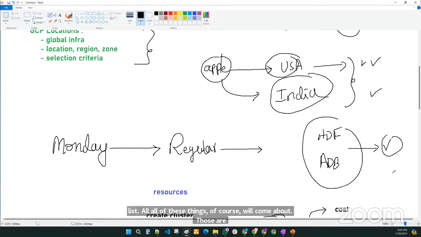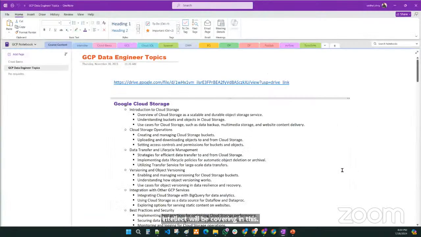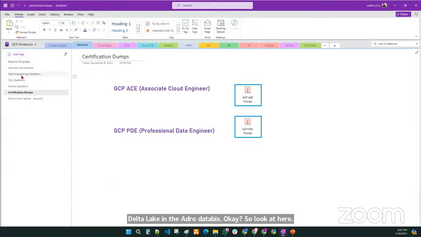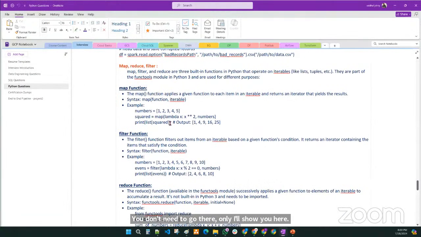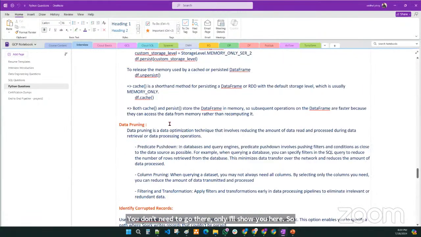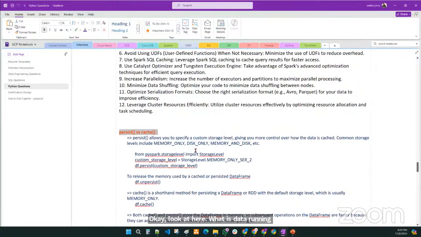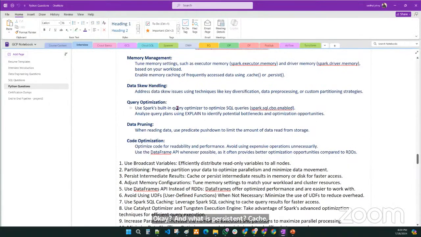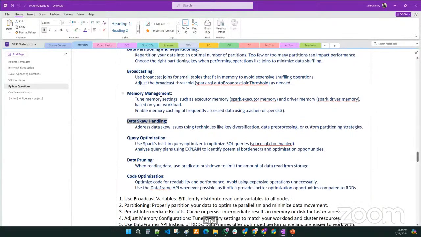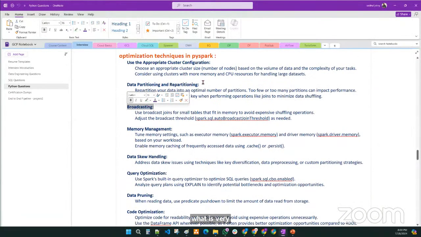Delta Lake will be covered in this? Delta Lake in the ADB, Azure Databricks. Okay, so look here. You don't need to go there only. I'll show you here, PySpark. One of the interview questions I have mentioned. Look at here. What is data pruning? What is persist and cache, what is data query optimization, what is data skewness, what is memory management, broadcasting, data partitioning, and more. Those things come. Don't worry about it.